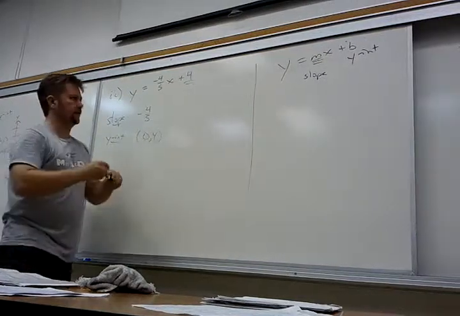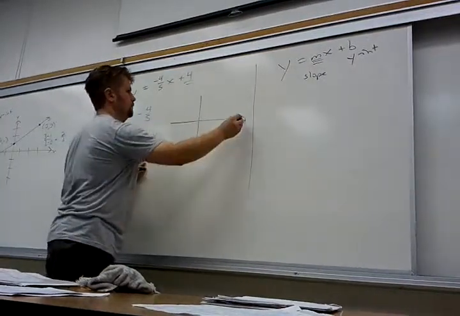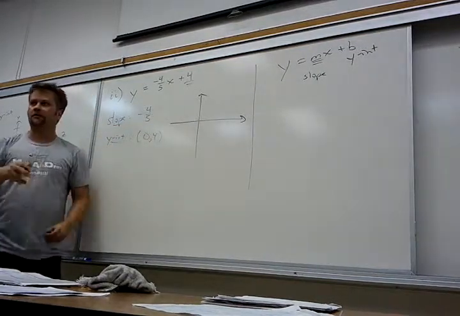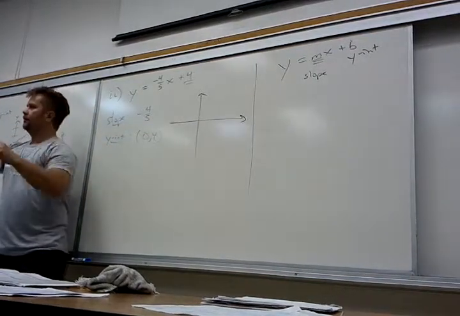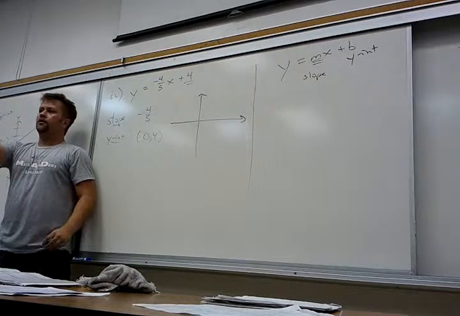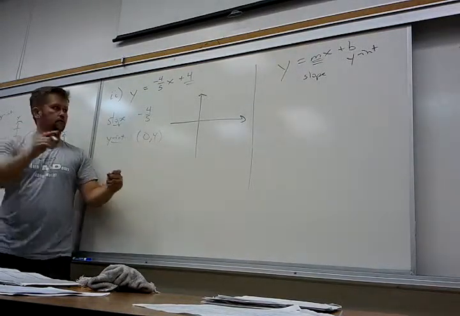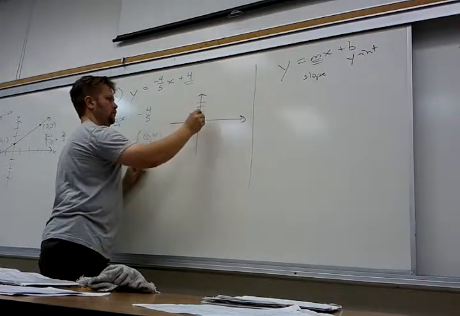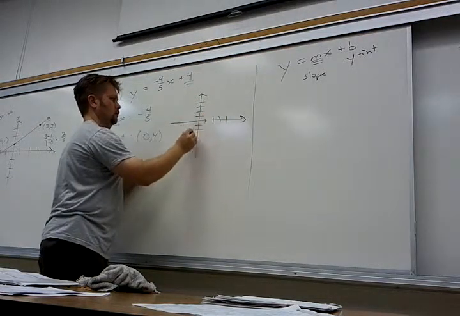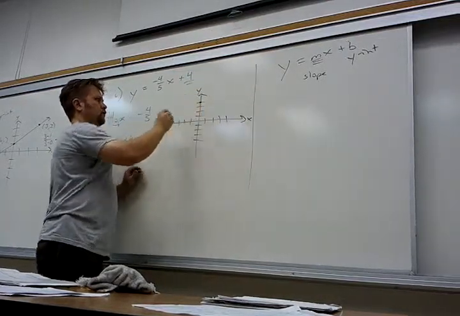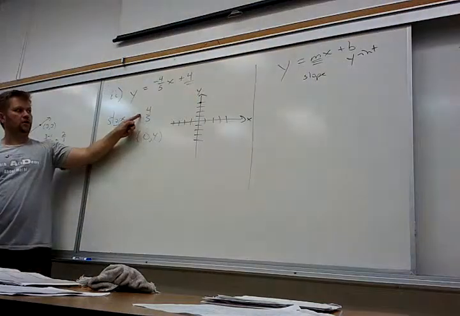The biggest mistake I see is somebody will start counting from the origin, and then they'll just put the point there. The slope only works if you start on the line, and the only thing I know about the line is it goes through 0, 4. I've got to start there. So 1, 2, 3, 4. Bam, there's 0, 4. And the slope tells me to go down from that.